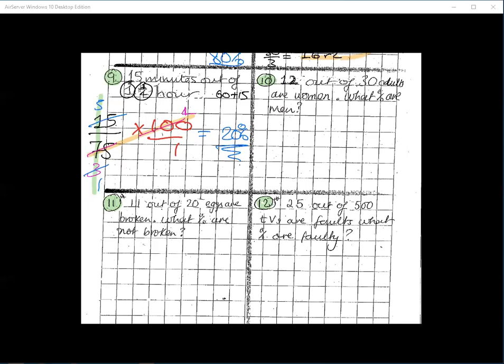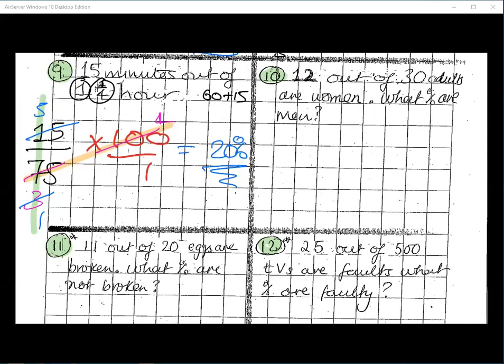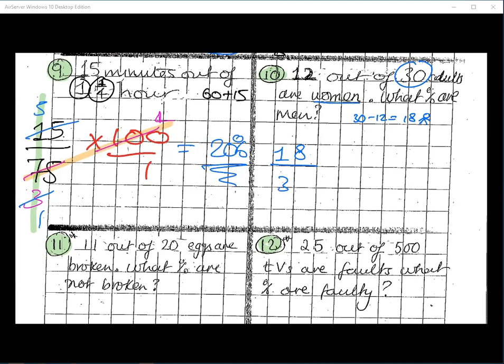Let's quickly finish these off. 20 out of 30 adults are women. What percentage are men? Okay, so 20 out of the 30 adults are women. If you want to work out the men, you do 30, take away the 12, which gives you 18 men. So what percentage are men? So it's 18 out of the total 30, times it by 100 over 1. We use the traditional method here. That will help us more.